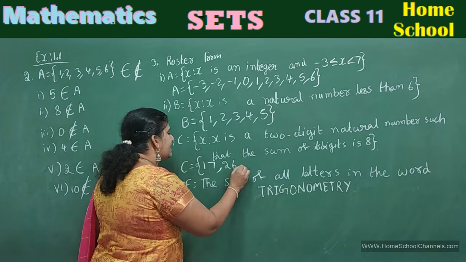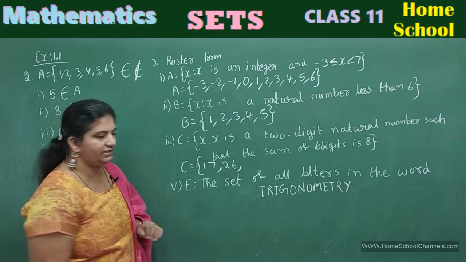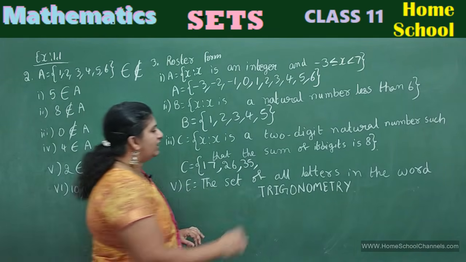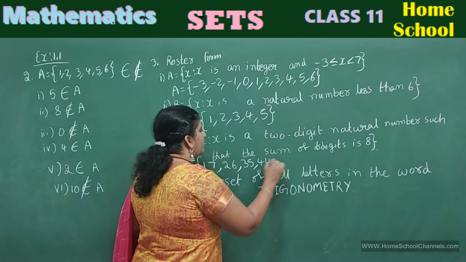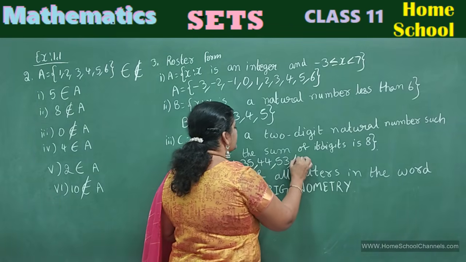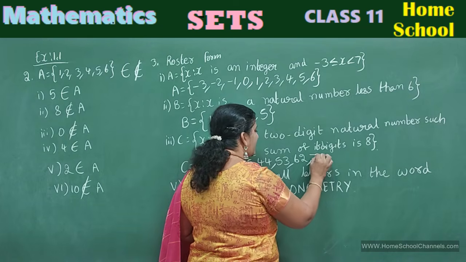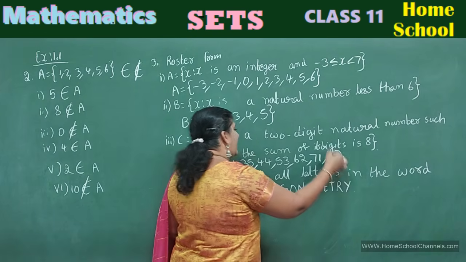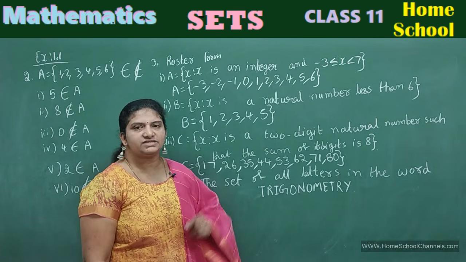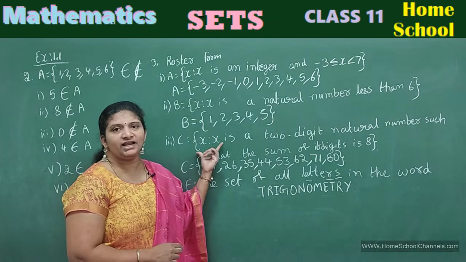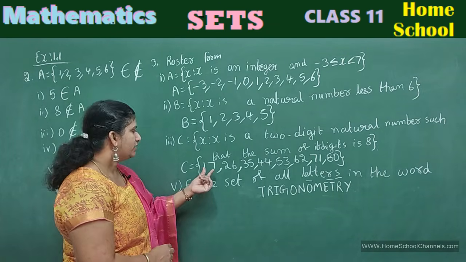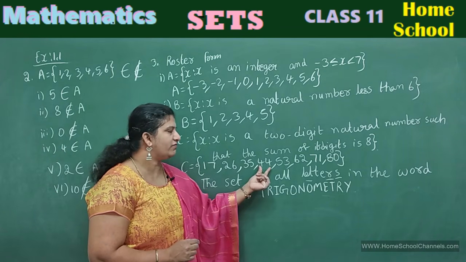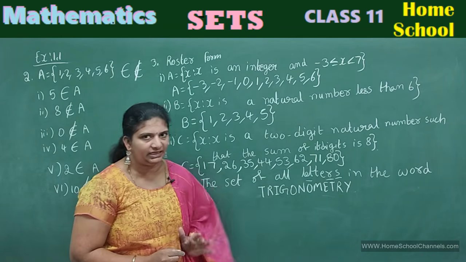Similarly, 26. 2 plus 6 is 8. Then with 3, 35. 3 plus 5, 8. Then with 4, 44. With 5, 53. With 6, 62. With 7, 71. And with 8, 80. That's it. 80. 8 plus 0 is 8. So, the set builder form we have converted into roster form. 2-digit numbers whose digit sum is 8. See here: 17, 26, 35, 44, 53, 62, 71, 80.